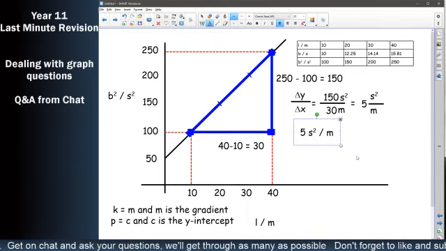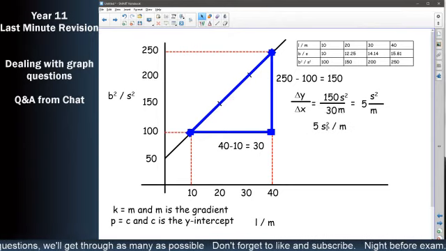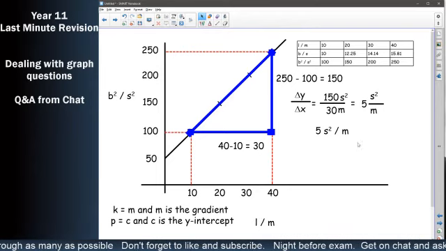And this is a particularly nasty little question, because you've seen meters per second squared and you're desperate for it to be that way round. And that's why it's a good one to use as an example. You trust your maths, you trust your process, and you make sure that you get it right. Okay, so 5 seconds squared per meter.